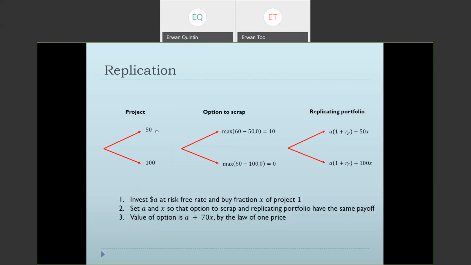This is just a system of two equations in two unknowns. So I'm going to solve. That's going to give me A, that's going to give me X, and I'm going to choose again A and X so that the replicating portfolio has the same payoff as the option to scrap.